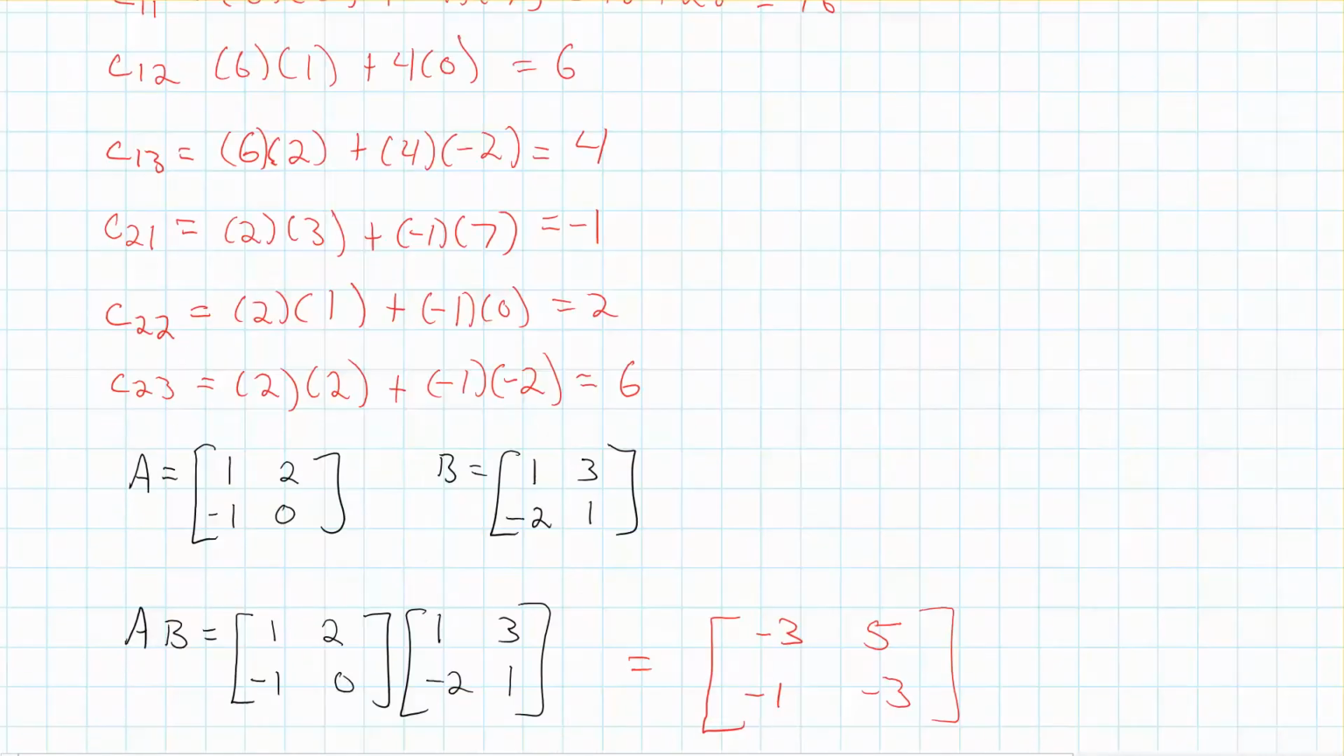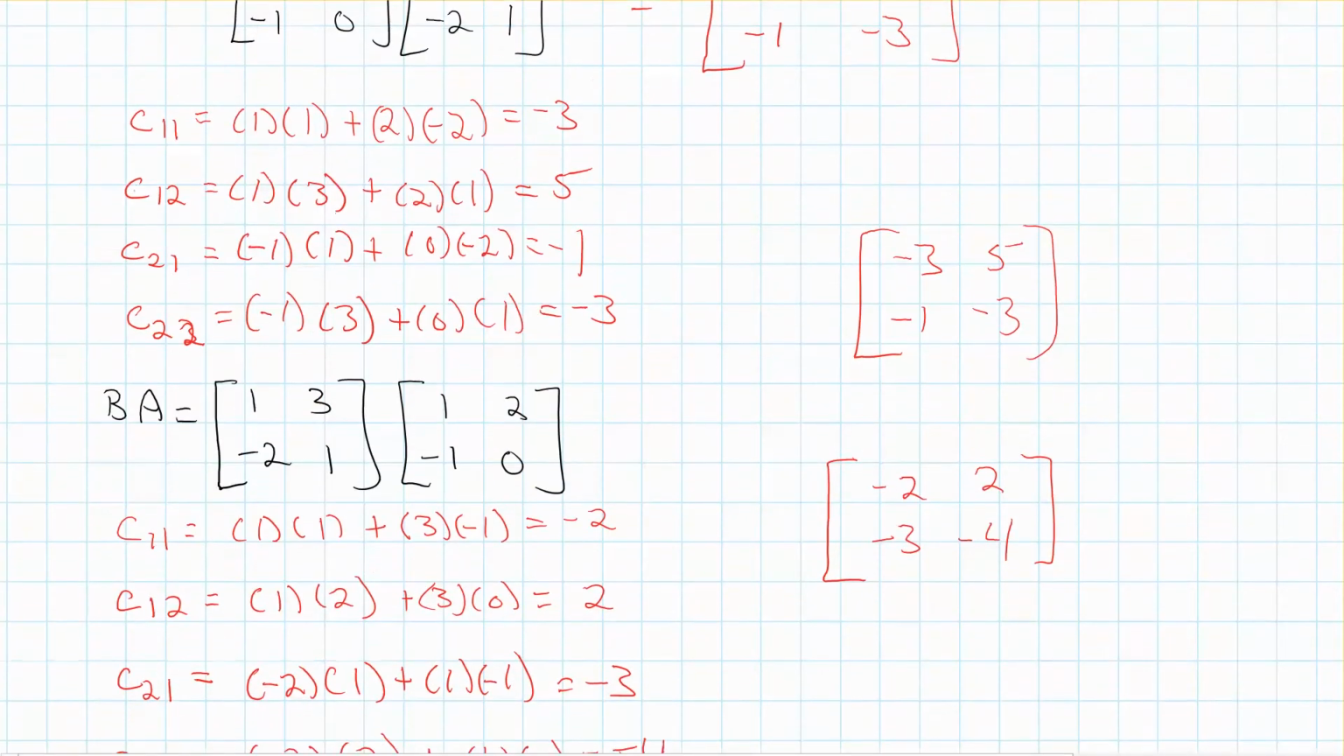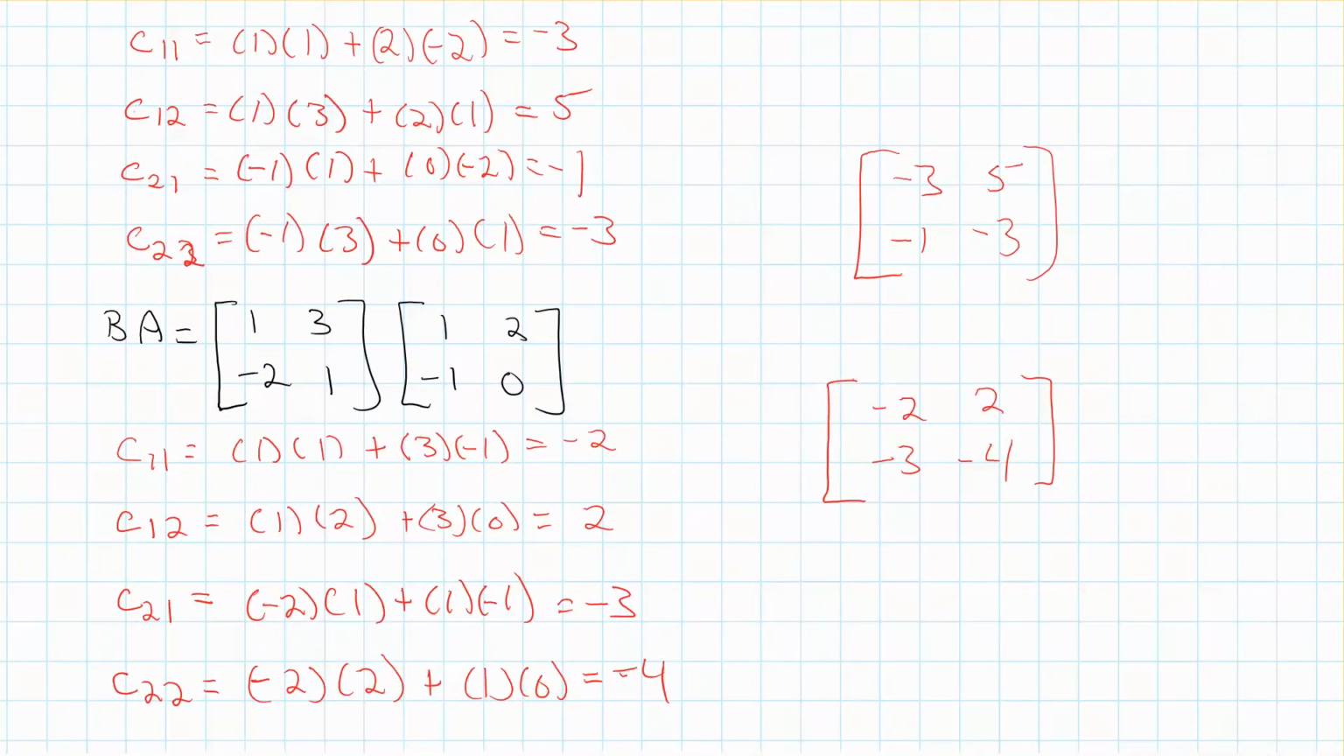So what I want to point out here is that even though I could do both A times B and B times A, notice that we get two completely different matrices. So matrix multiplication doesn't have any of the similar properties that we have with regular multiplication. Even if you can do both A times B and B times A, in general you're not going to get the same answer. Now it's possible to get the same answer, but not necessarily likely.